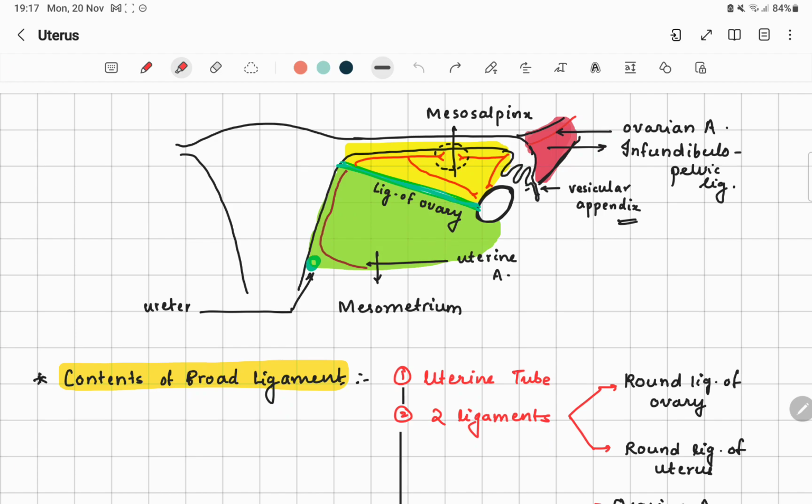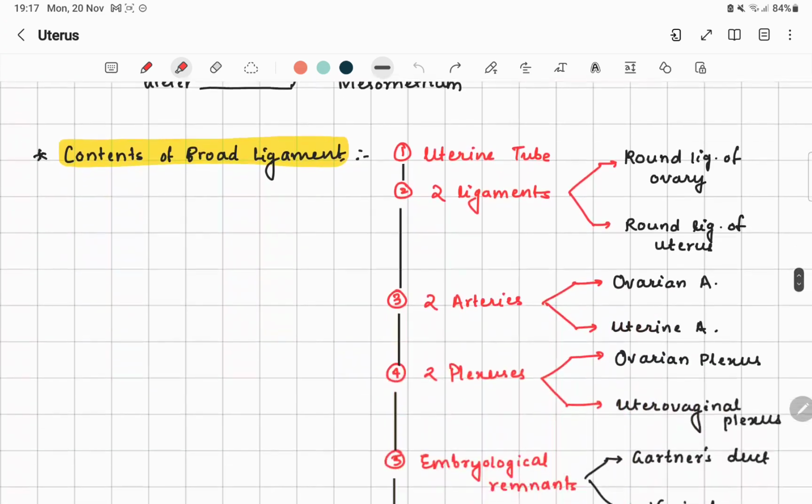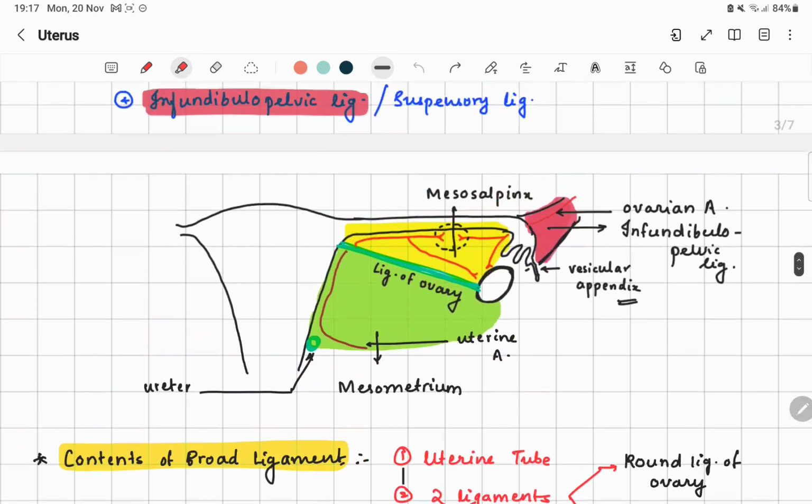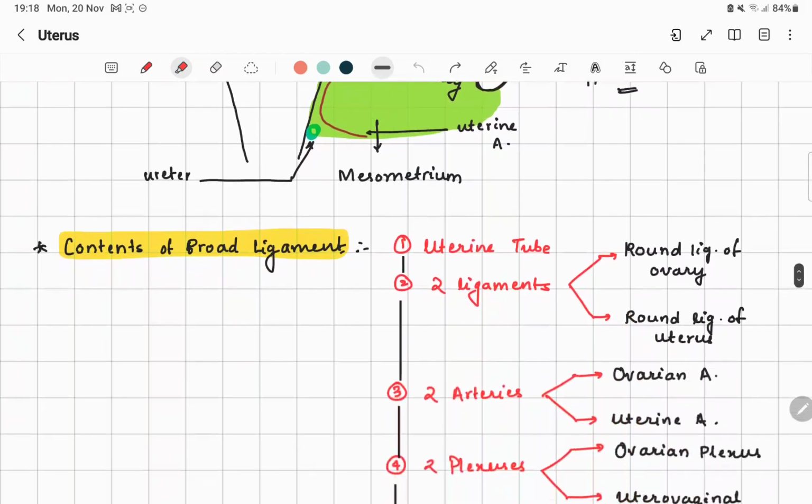And it gives a branch to the uterine artery. It also gives a branch to the ovary itself. And the ovarian artery, of course, supplies the ovary. Understood? So we have the uterine tube, that is the fallopian tube. The fallopian tube is contained within the broad ligament.